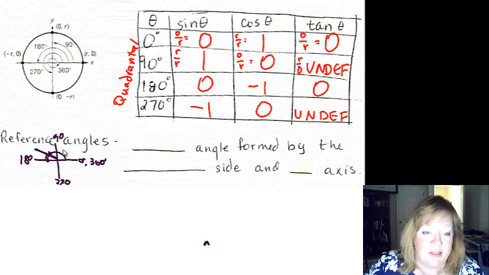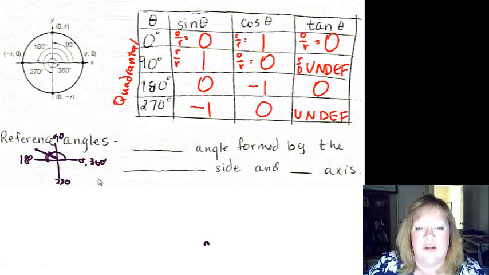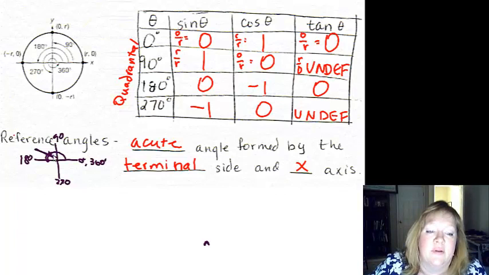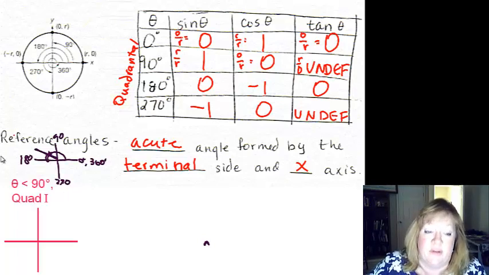Reference angles. I meant to delete this, but reference angles are the acute angles formed by the terminal side and the x-axis. So when I'm looking at this picture here, this is the original angle, and I draw it between where that angle ends and the x-axis. It always has to draw to the x-axis. Never, never, never to the y-axis. So if theta is in quadrant 1, theta is less than 90, then the reference angle is just theta. You don't have to do anything to it.